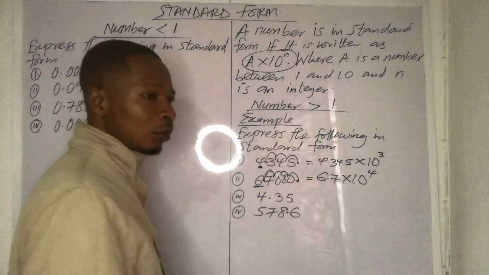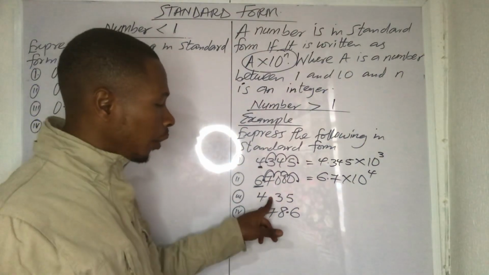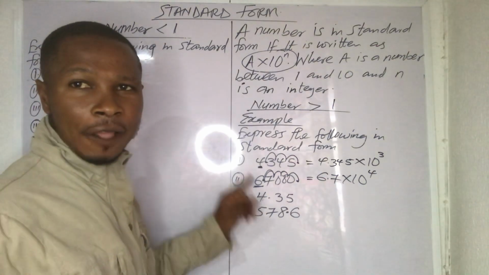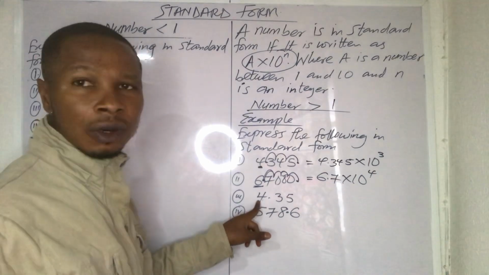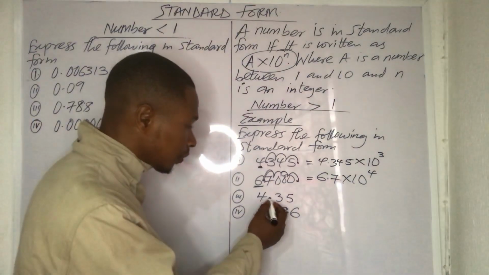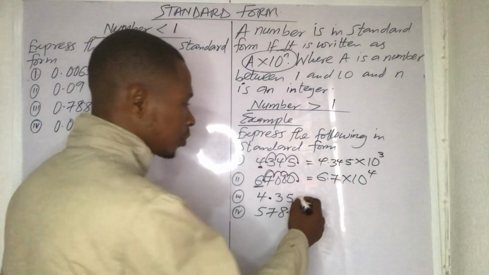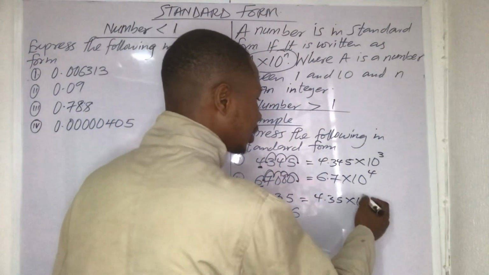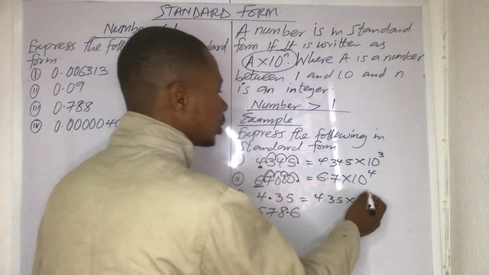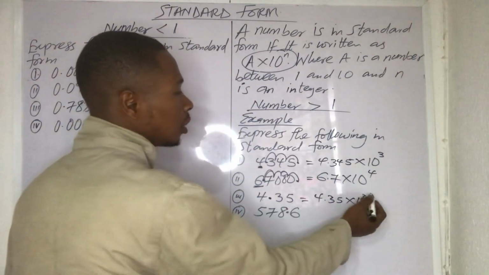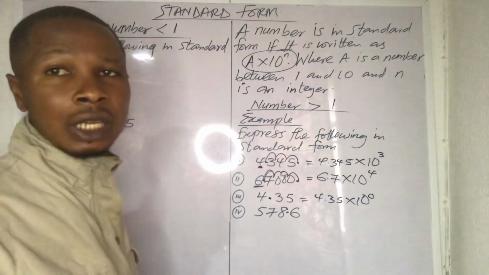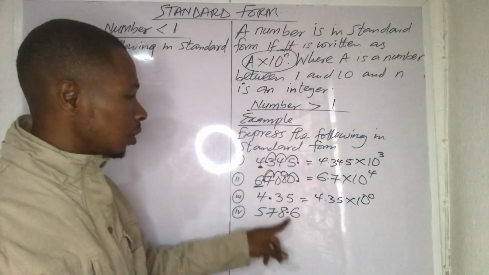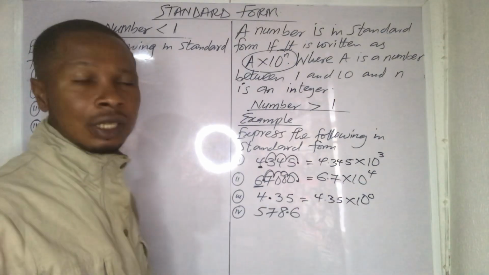Now let's look at this number. You have 4.35. The point is already in front of the first non-zero digit. The first non-zero digit here is 4, and the point is already in front of the 4. So to write this in standard form, it will be 4.35 times 10 raised to power 0, because the point does not move in any direction. The point still remains where it is.